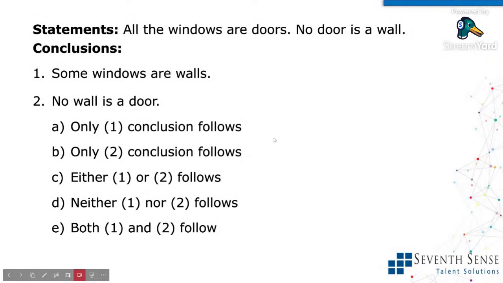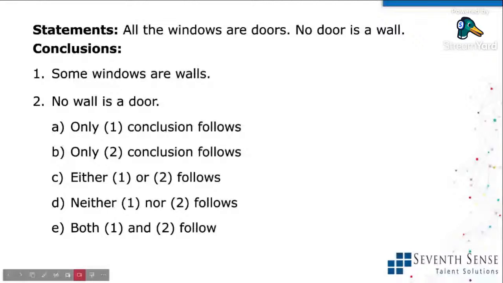Now this will be our next one. All the windows are doors. No door is a wall. This is a bit of a tricky one. I've already shown you something like all dogs are cats, some dogs are cats, no dog is a cat. So you have to use those ideas over here. In the same way, try to answer this question.